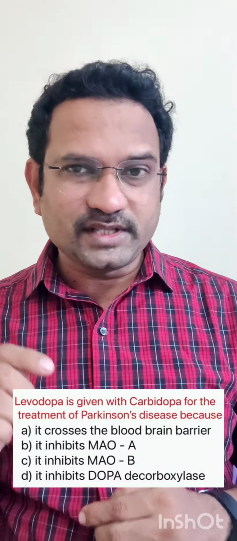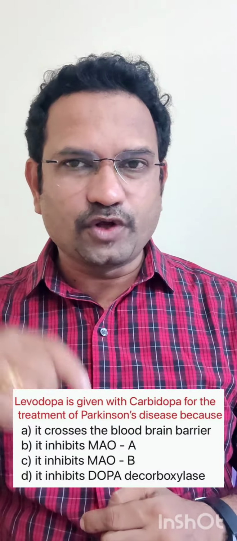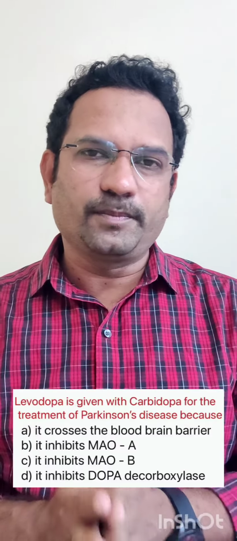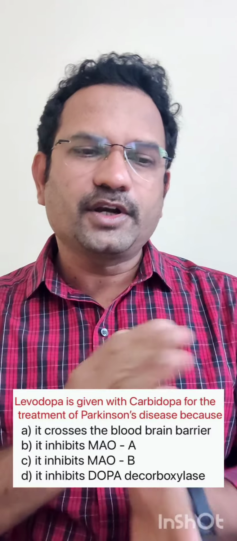So for this question, what is the answer? Option D. It inhibits dopa decarboxylase. The question asks, why are you using carbidopa along with levodopa? The reason is carbidopa inhibits dopa decarboxylase in the peripheral system.